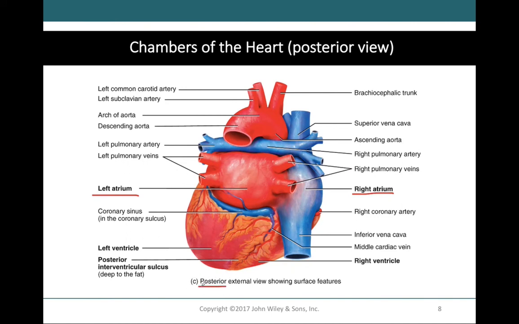You can see that's the posterior side we're looking at. You can see the right ventricle and the left ventricle. And again, you can imagine we've rotated this heart 180 degrees. So the chambers change sides based on the way that we're looking at the picture.